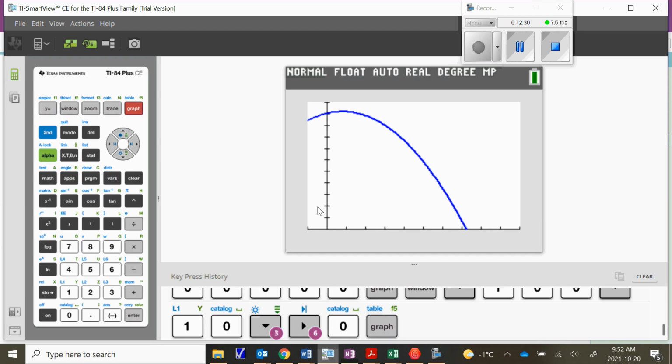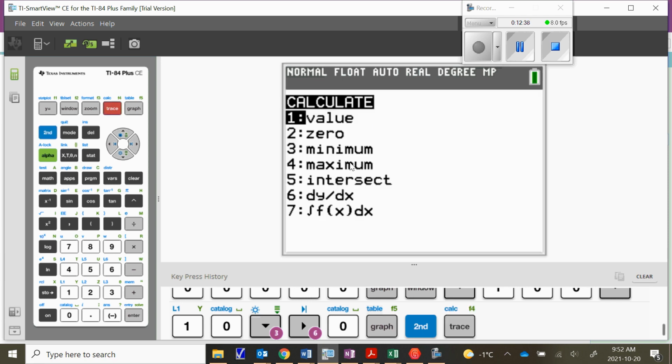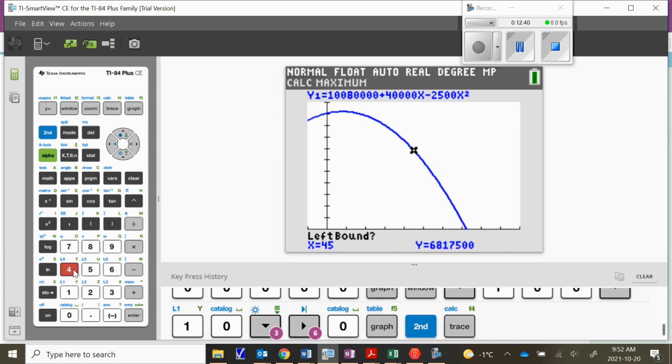Okay, so let's just take a moment as well to look at how we could have found that on our calculator. So we're looking for that point right there, our vertex. So we can go to second trace or calculate menu, and we're looking at the fourth option, which is the maximum.